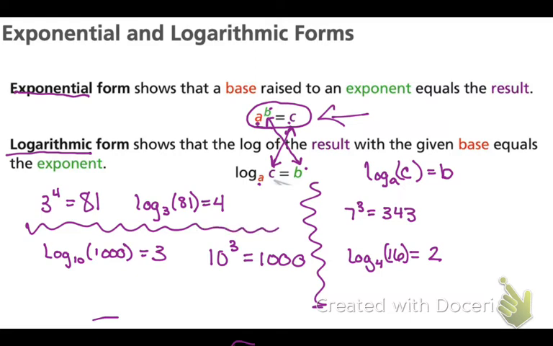Savannah, what'd you get for 7 to the third equals 343? Log base 3 of 343 equals 3. Riley, what'd you get for the second? Log base 4 of 16 equals 2.